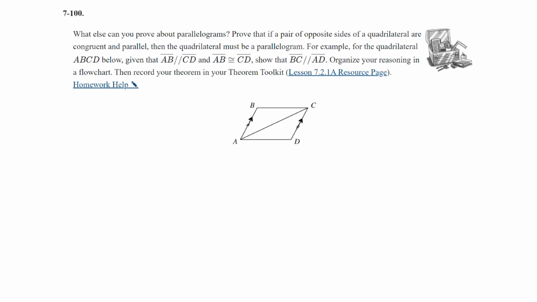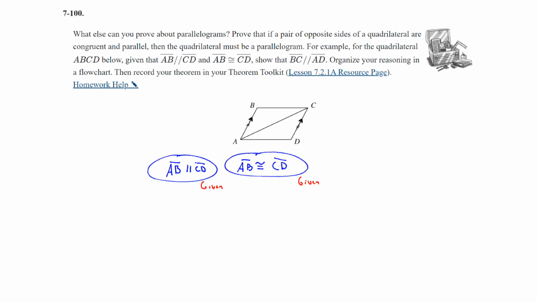All right, so what is given to us? Well, you can see that they are telling us that the side lengths AB and CD are parallel and that they're also congruent. So that will be our given in our flowchart. All right, if we can prove that the triangles are congruent, then we can prove that their corresponding parts are congruent, and then potentially prove that lines BC and AD are parallel. So let's work on proving the congruency.